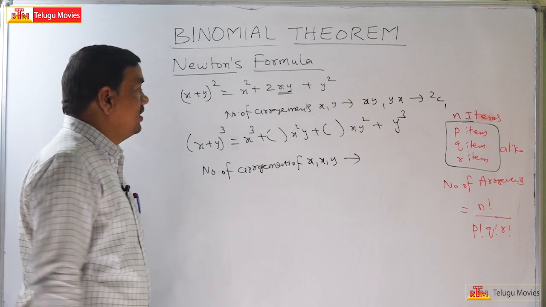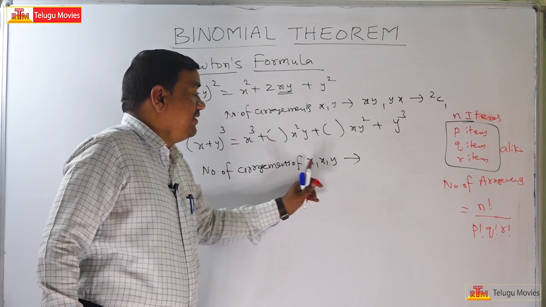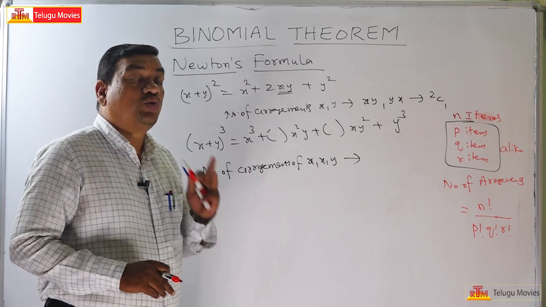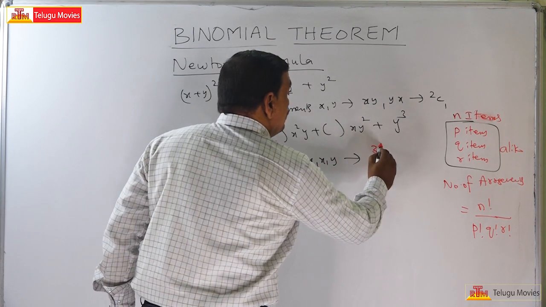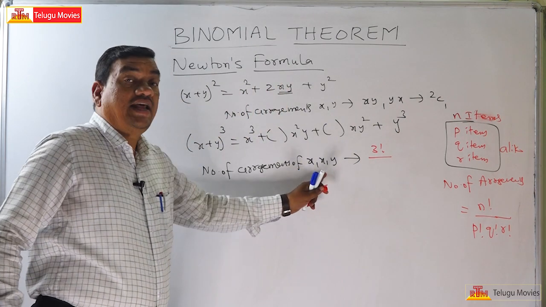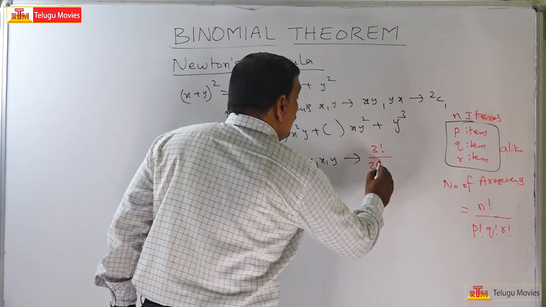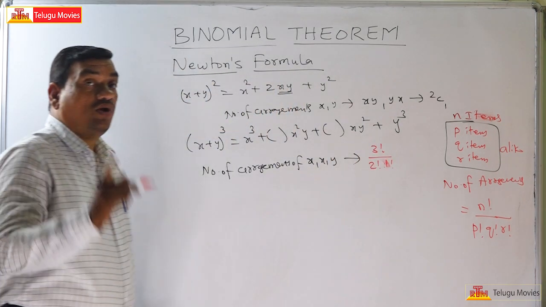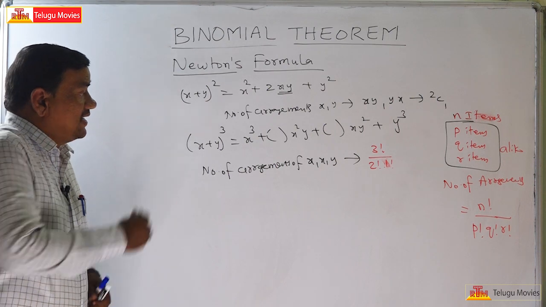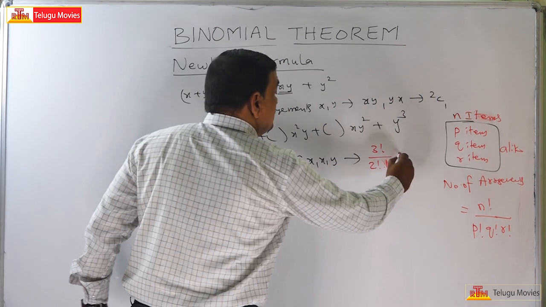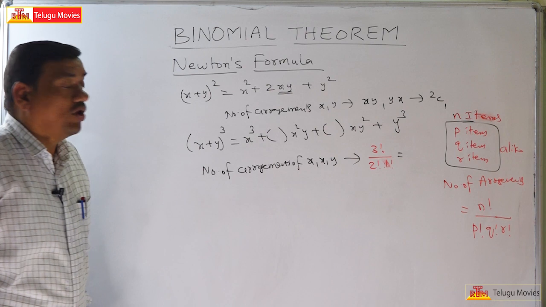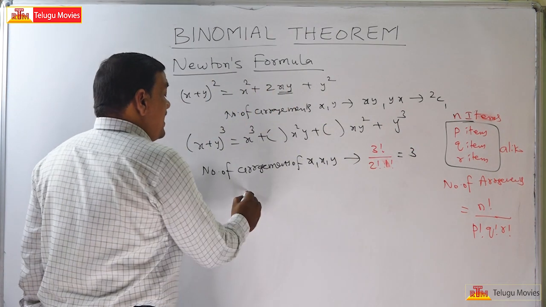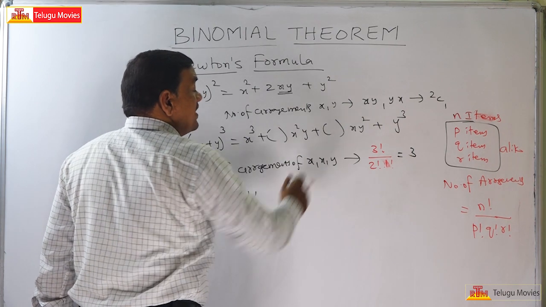Now, here also, how many x are there? 2 x's are there, 1 y is there. Altogether 3, so it is 3 factorial divided by 2 factorial into 1 factorial. See here, x is repeated 2 times, that is 2 factorial, and y is repeated only 1 time, 1 factorial. This value, 3 factorial by 2 factorial into 1 factorial, is obviously 3.